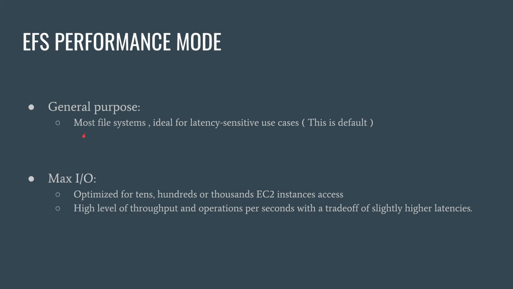Another one is max IO, which is optimized for tens, hundreds, or thousands of EC2 instances accessing, and it has a high level of throughput and operations per second. We have a trade-off of slightly higher latencies here. So I would say most applications start with general purpose, but if you need really high throughput, then max IO is your friend.